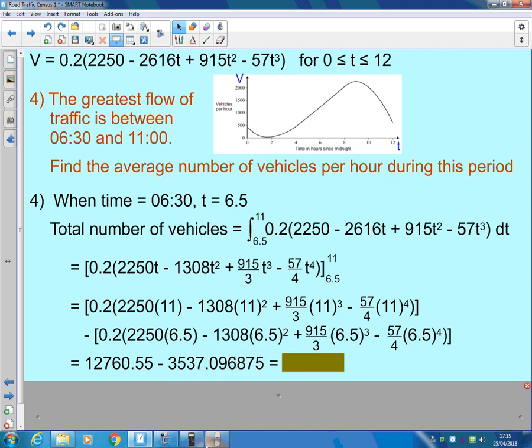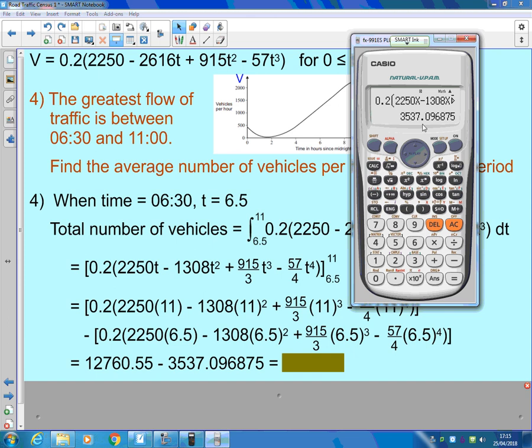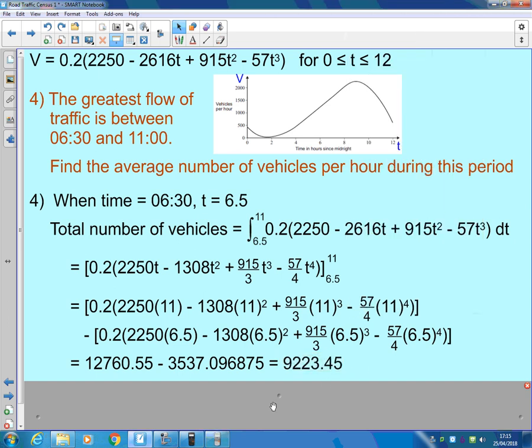3537.096875. Right, so I've got both numbers down. Sorry about that, but you see, there's the calc. Let's do them again. Calc 11 equals 12760.55, and calc 6.5 equals 3537.096875. Okay, now if I take those away from each other, then it comes to about this.